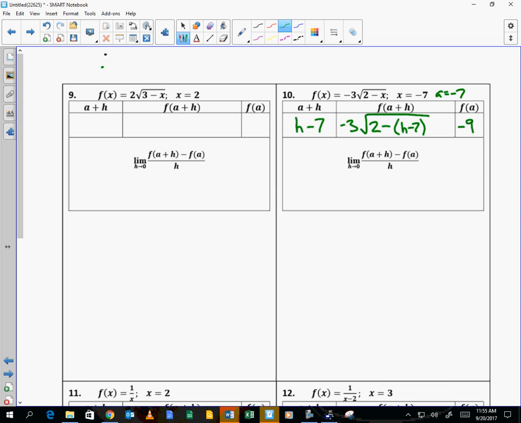Plugged it in. So I have the limit as h goes to 0. Yes, you have to continue to write the limit until you plug in 0 for h. I have negative 3 root of 2 minus h minus 7 over h, minus the negative 9, so plus 9. What do I do? Spanish, thank you. Do Spanish. Multiply by negative 3 root of 2 minus h minus 7 minus 9.